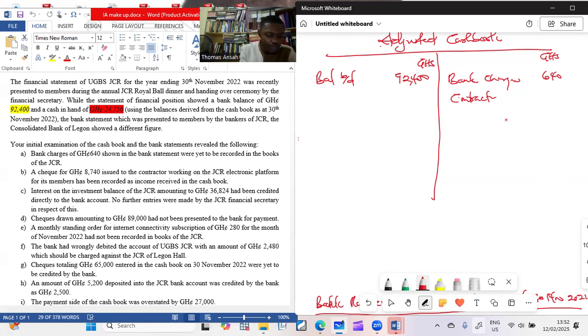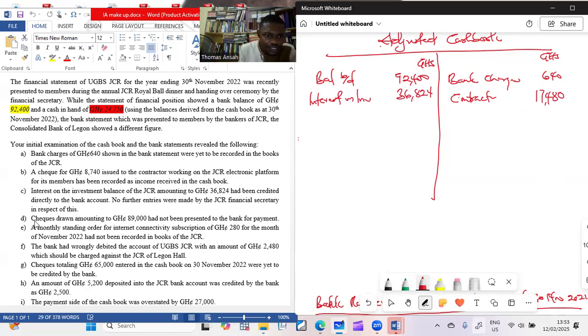So how do you go about that? It's 8,740 multiplied by 2. That gives me 17,480. So half of it will cancel what used to be here, and the half will stay, because that is what it should have been. Interest on investment has been credited directly, so credit transfer, interest on investment. So it's a credit transfer, and that is 36,824. All right, so that is that.